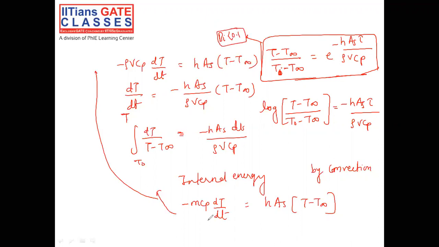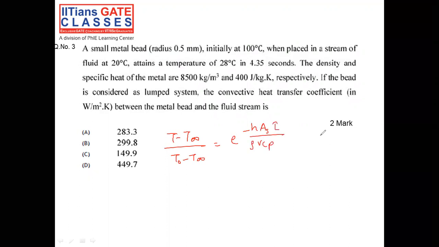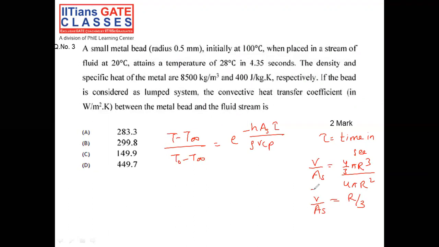Now it's a matter of only putting in the values and getting the answer. So again, we are coming back to the question, question number 3. We have the governing equation: (T minus T infinity) divided by (T naught minus T infinity) equals e power minus h As tau divided by rho V Cp. Tau is nothing but time in seconds, and the volume of the spherical body is 4 by 3 pi r cube, and the heat transfer surface area is 4 pi r square. If you calculate, you get r by 3, that is nothing but the characteristic length.